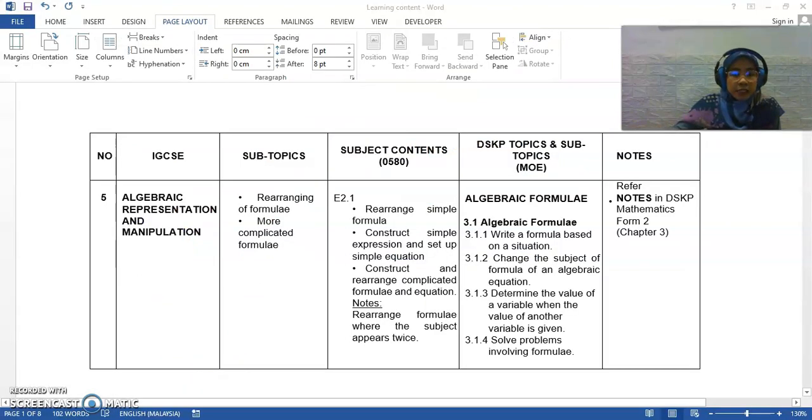So next, in this part we will determine the value of a variable when the value of another variable is given.